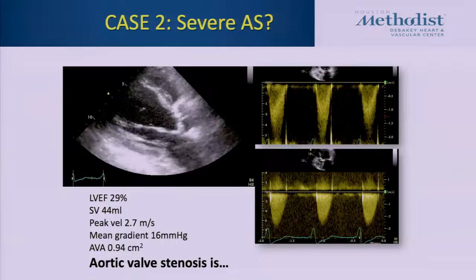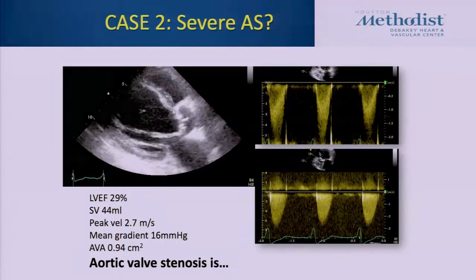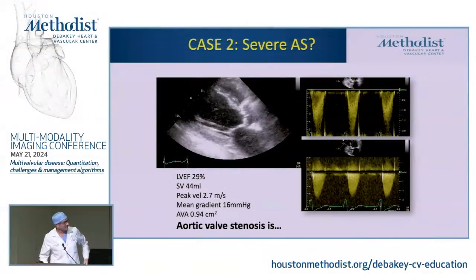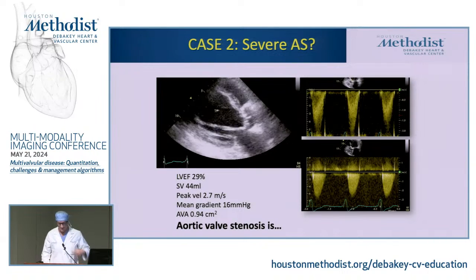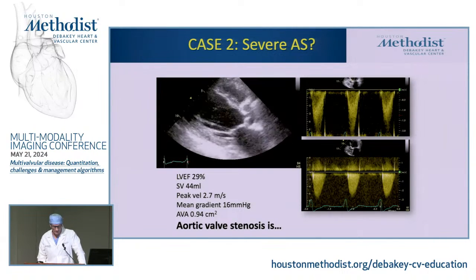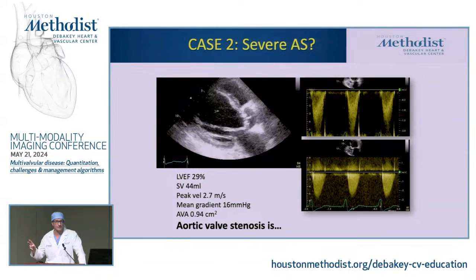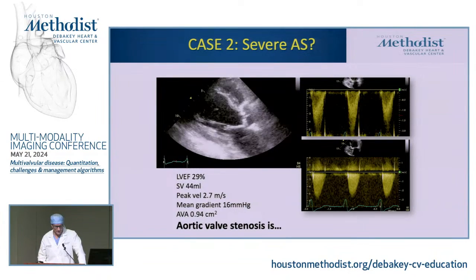All right, we'll go through a couple more. Different case. EF also impaired, stroke volume is down, different velocities now. Okay, now I've given you the Doppler there, peak velocity 2.7, mean gradient 16, so neither of those meet the classic flow criteria for severe AS. Valve area 0.94, okay.